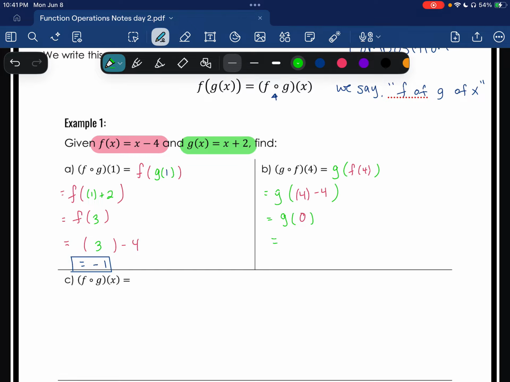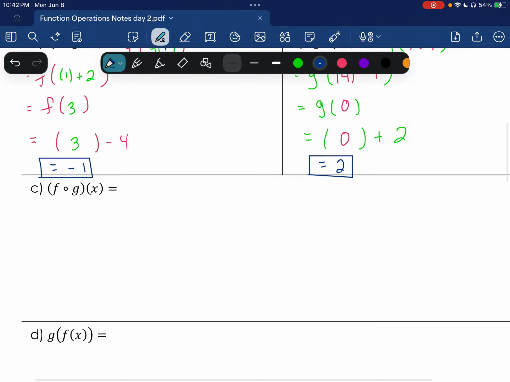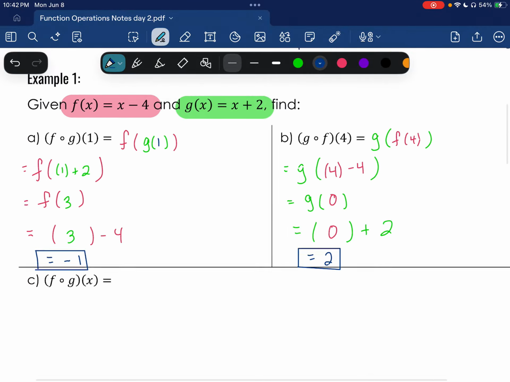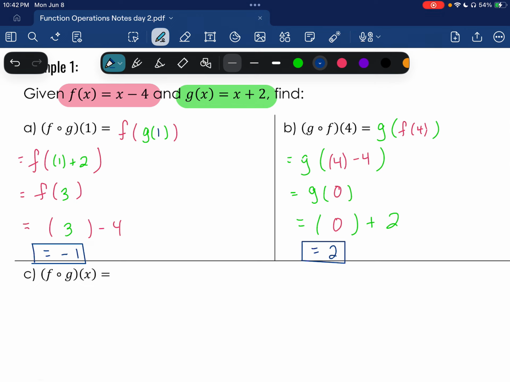Well, what happens if we are evaluating our function, so what if we're taking f of x and g of x and we're keeping them in terms of x? So here we've got f of g of x. This is going to look like function f, and in place of x in my function, I'm going to put my rule for g of x. So we have to be thinking, what is my function rule for g of x? The whole function rule is x plus 2.